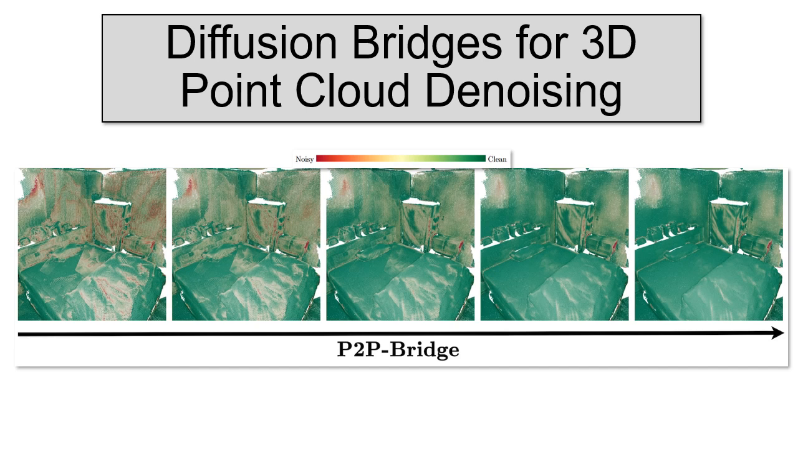With P2P-Bridge, we approach the task of point cloud denoising using diffusion models. While most previous work is based on the assumption of Gaussian noise, our method is trained as a data-to-data diffusion bridge, meaning that it can be trained on any paired noisy and clean data. This allows our method to learn intricate noise patterns and characteristics, leading to an improvement over existing works on denoising single objects and scene reconstructions.